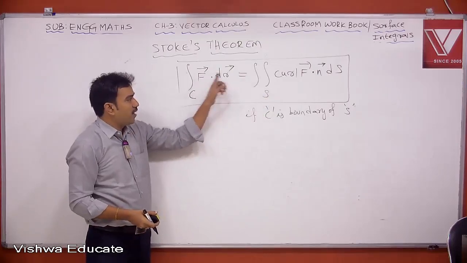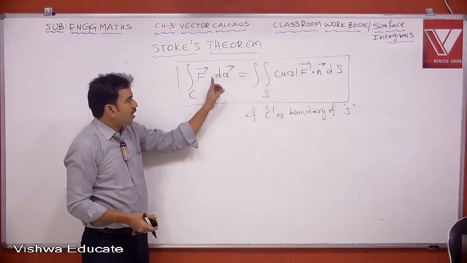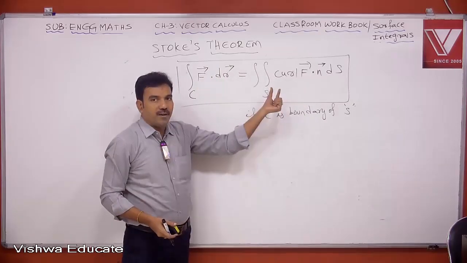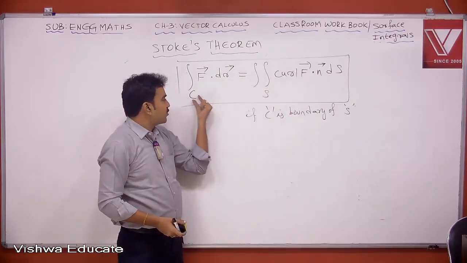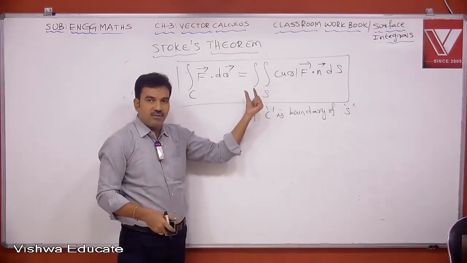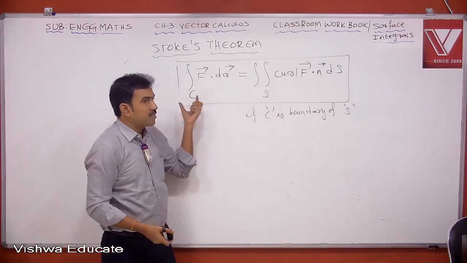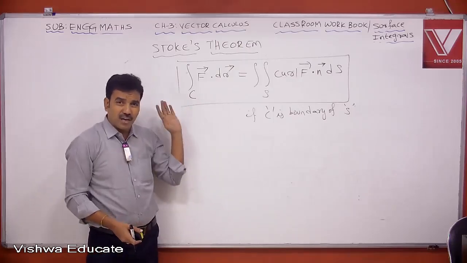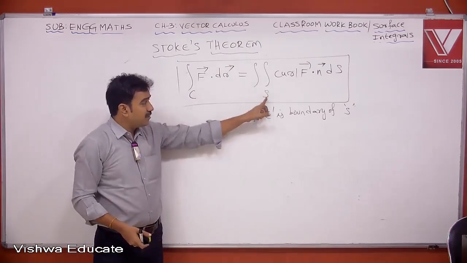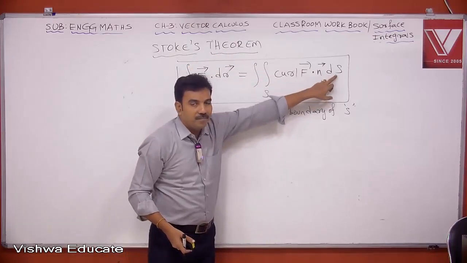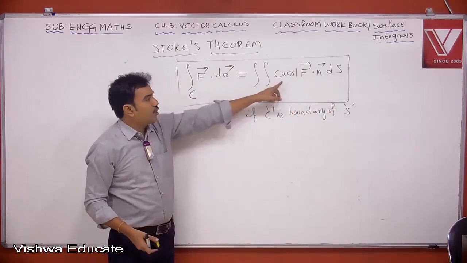Just replace f bar by curl f bar. This is a dot product and even this is also a dot product. So replace f bar by curl f bar. In this case the curve C becomes S, because when you discuss a surface integral, the surface of a 3D curve is required. When you discuss a line integral, some general curve is required. So what is the connection between C and S? The line integral becomes a surface integral, and f bar becomes curl f bar.